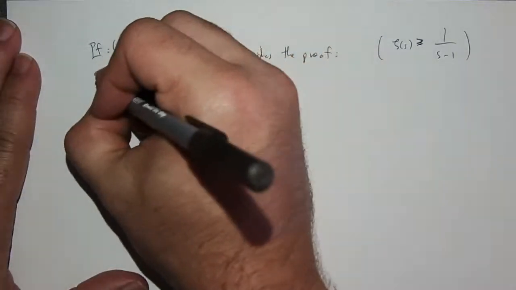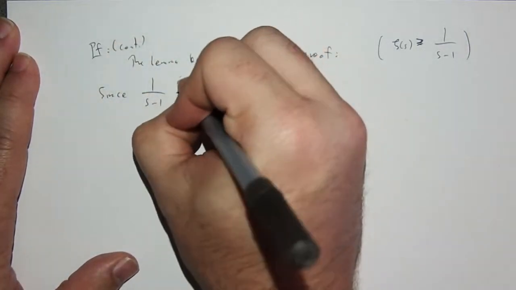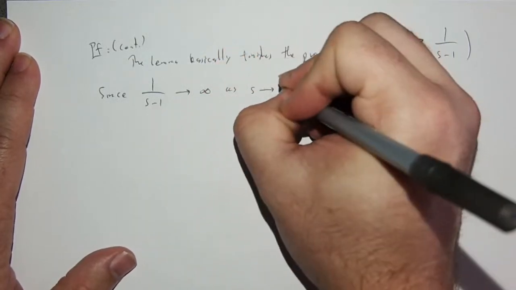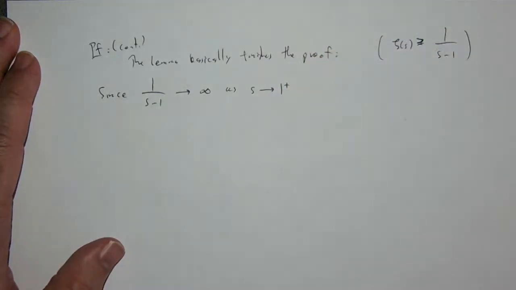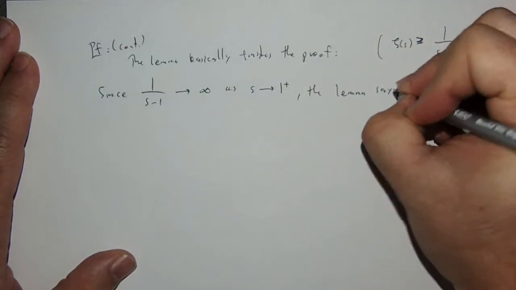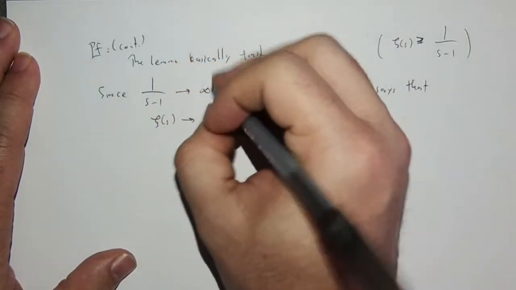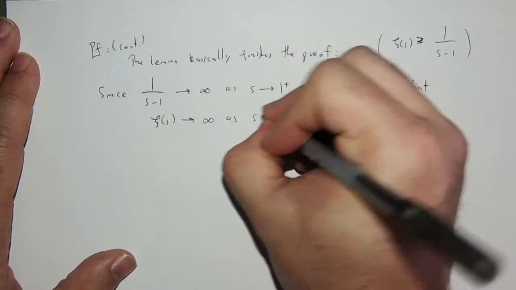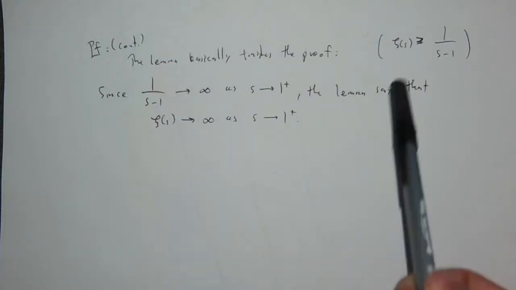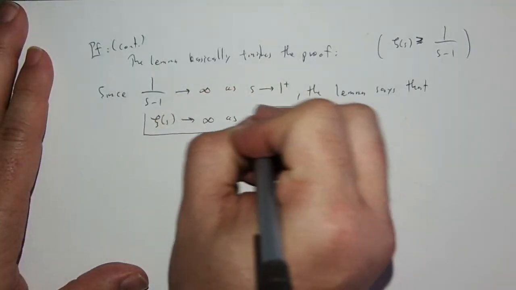Since 1 over s minus 1 goes to infinity as s goes to 1 from the right, the lemma says that zeta of s must go to infinity as s goes to 1 from the right. Because zeta of s is an upper bound for 1 over s minus 1. So if 1 over s minus 1 is going off to infinity as s goes to 1 from the right, then zeta of s has to go to infinity as s approaches 1 from the right.